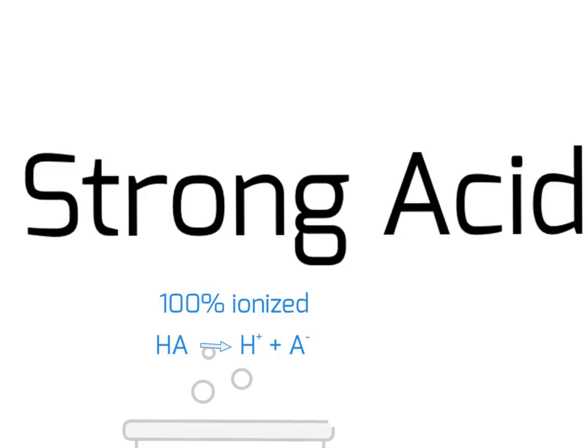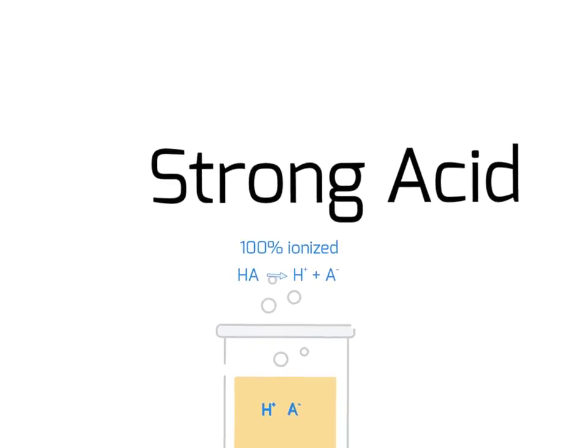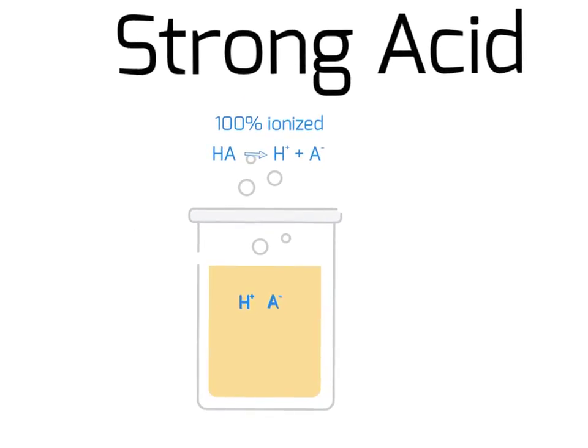Strong acids are 100% ionized. That means that every molecule in the solution is split up into ions. Whatever you put in there will be completely ionized. This means if you have 1 molar acid, when it breaks up it will give you 1 molar hydrogen ions and 1 molar of its conjugate base.